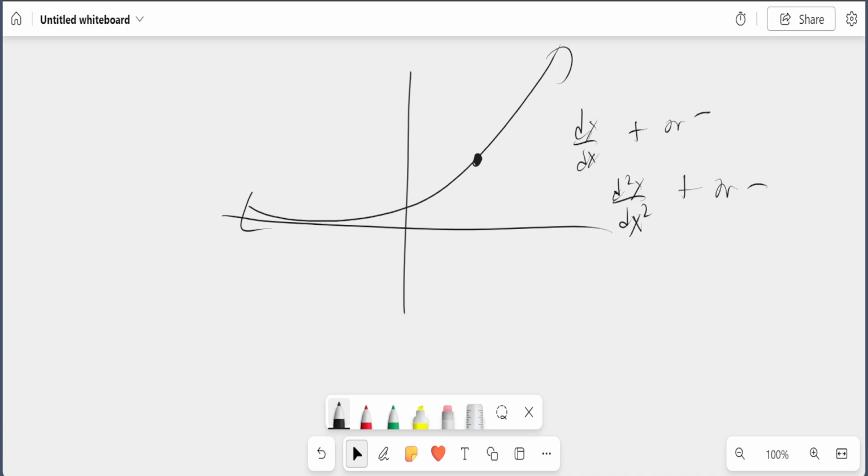Yeah, because if you look at our tangent lines, they are increasing, and our y value in our original function is increasing as well. So they're both positive.